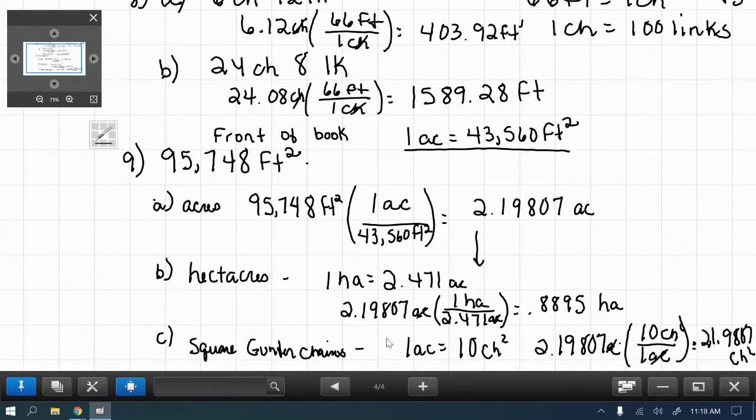If you have 1 acre of that, then take this divided by 43,560, and you should get that. All I'm doing is 95,748 divided by 43,560. That's it. That's how you get the answer. So what is the 1 acre on top? That's what the conversion is.